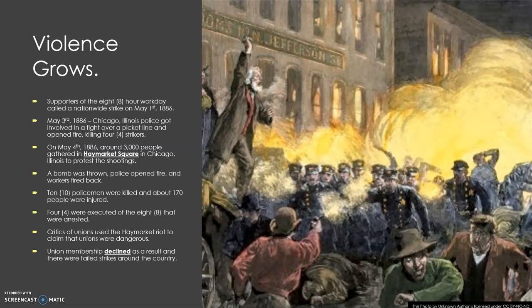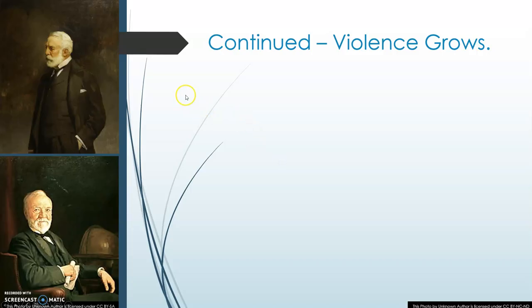Critics of unions used the Haymarket Riot, should be a capital there, sorry about that, Haymarket Riot, to claim that unions were dangerous. And again, union membership declined as a result, and there were failed strikes around the country, again, as people were fearful of unions and strikers, thinking they were causing problems around the country. Continued violence grows.